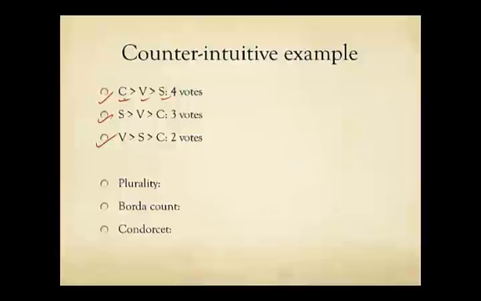4 goes to chocolate better than vanilla, better than strawberry. 3 goes to strawberry better than vanilla, better than chocolate. And 2 votes go to vanilla better than strawberry, better than chocolate. Alright, so let's see what would happen with plurality, Borda count, and Condorcet voting, respectively.